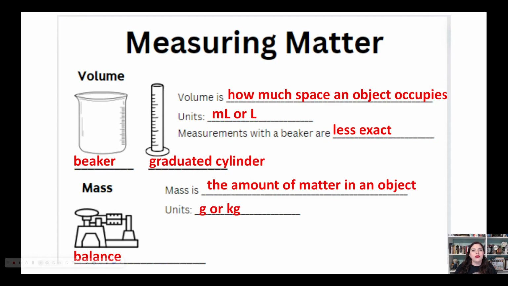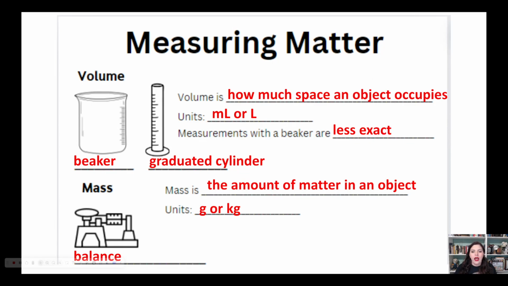Now, we can also do volume of a solid, right? If it's something like a regular shaped object, we can do length times width times height. But that's something else, right? That's a little bit of math that we have to do. I'll talk about volume a little bit more in a second.